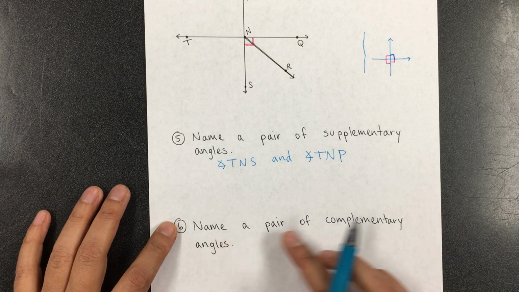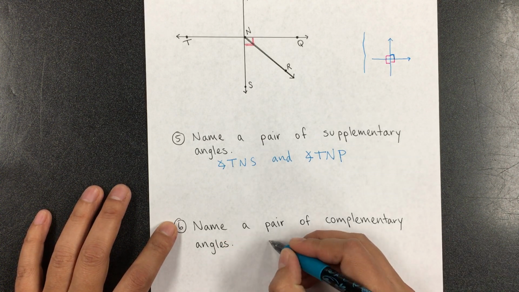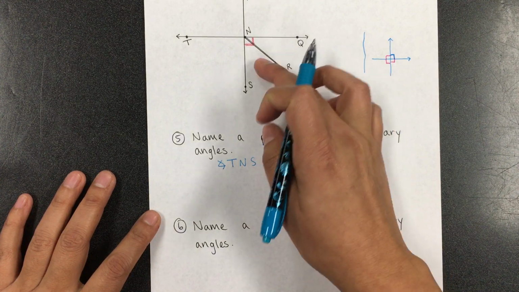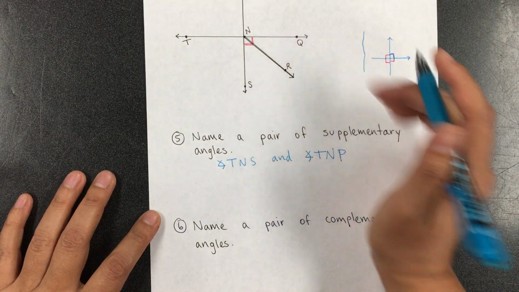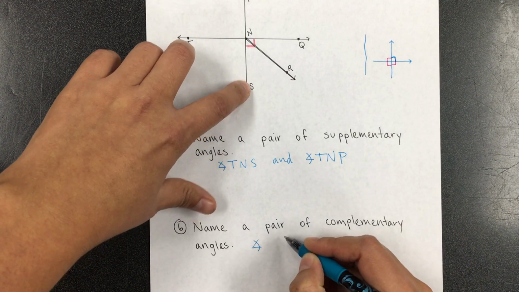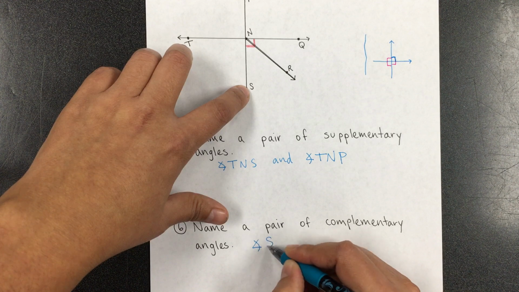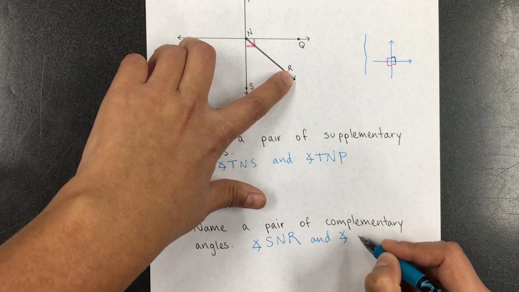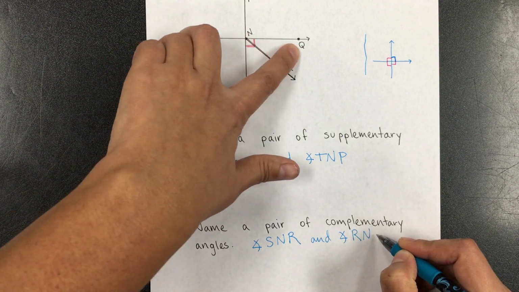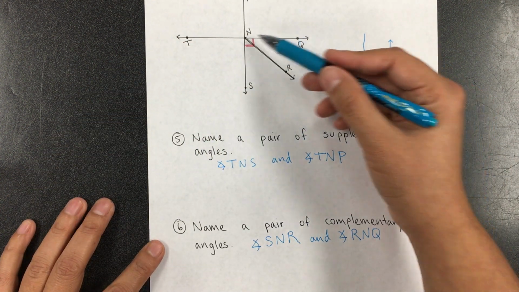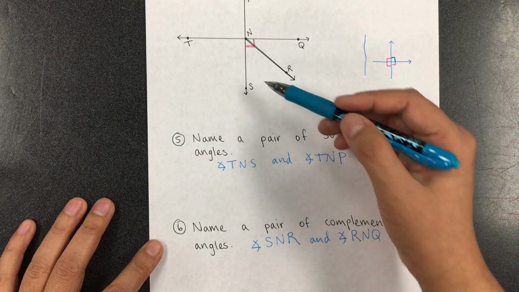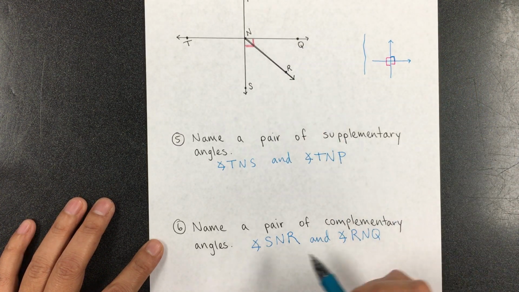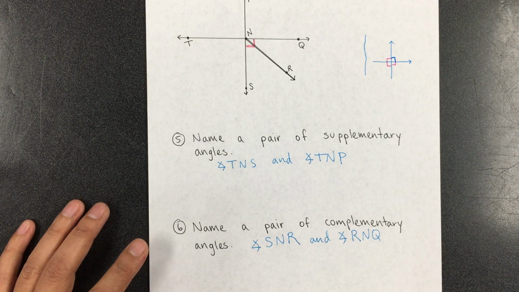For the next one, it says name a pair of complementary angles. So complementary means total of 90 degrees together. So the only ones that I see that are equal to 90 degrees together are these two angles. So remember, name them by the vertex in the middle. So it's going to be angle SNR and angle RNQ. If you want to name it as Q and R instead of R and Q, that's fine. Or instead of S and R, you want to name it R and S, that's fine. As long as you leave the vertex in the middle, that's okay.